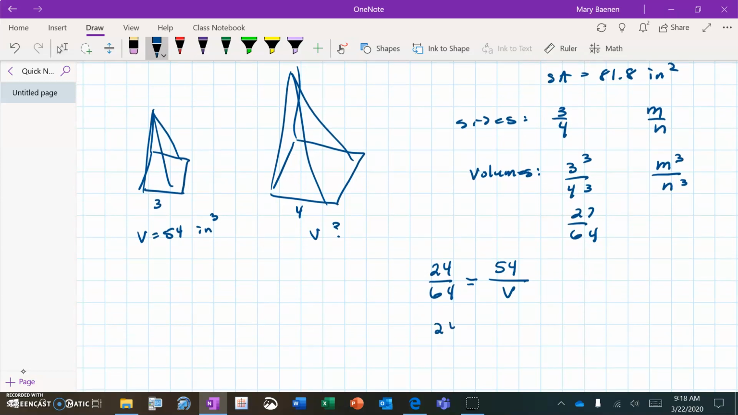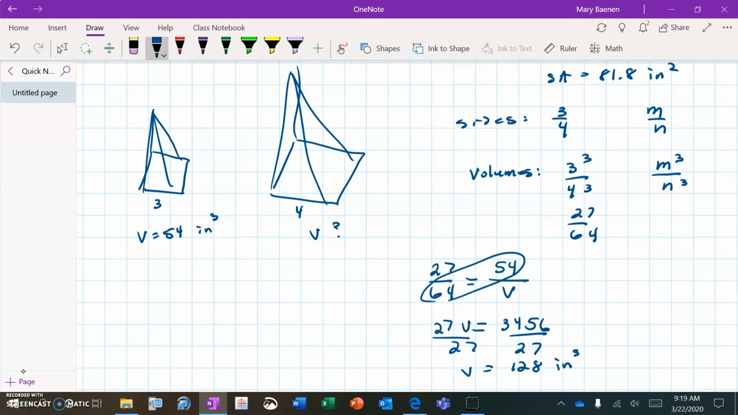So when I cross multiply, I get 24V equal, oops, I messed up, didn't I? So, let's go back. This is a 27. Okay, instead of redoing the whole video, I'm just going to say I made a mistake. So there's my 27. So 27V equals, and when I multiply on this diagonal, they turn out to be 3,456. If I divide by 27, then my volume ends up being 128, and this is in inches, and it's volume, so it's cubic inches.